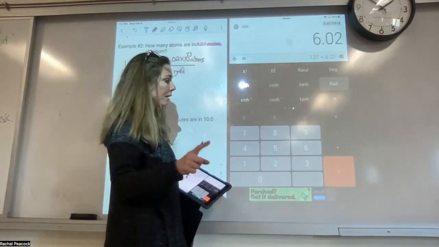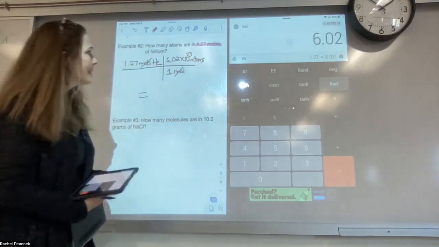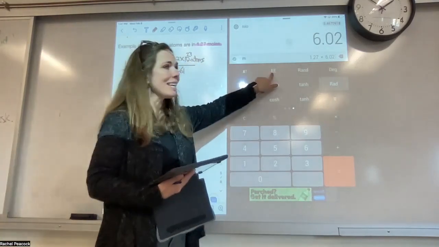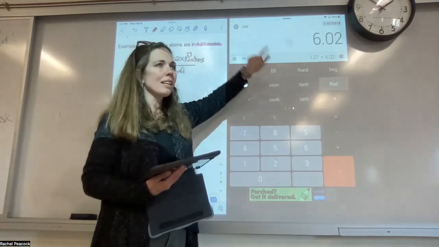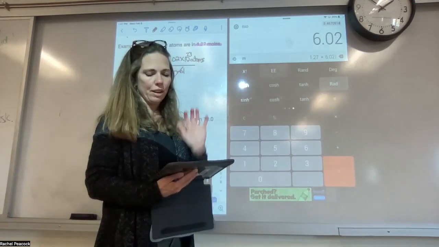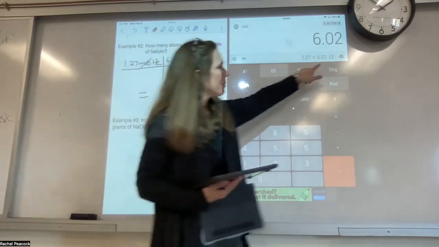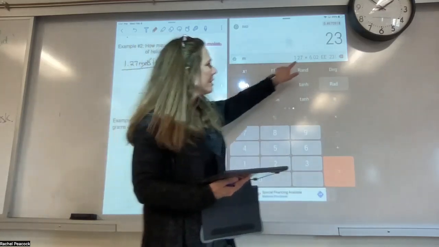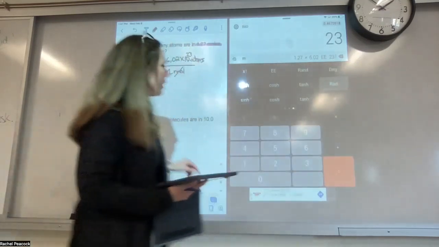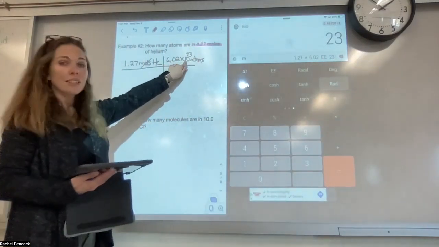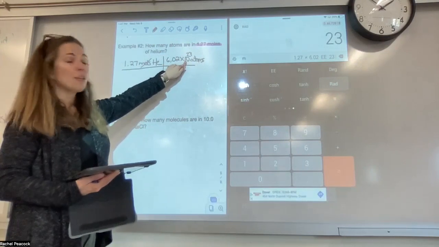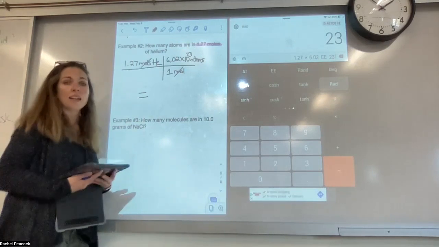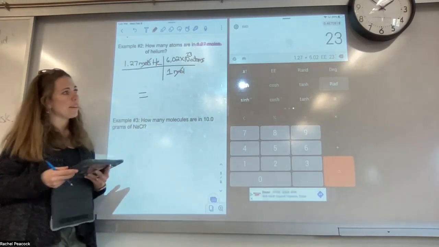6.02. Pay attention. I am not hitting times. Instead, I'm hitting EE. This button tells the calculator you want to do scientific notation. I hit EE, you'll see my EE down here. And then I'm going to type 23. So this is 6.02 EE 23. That EE takes care of the times 10. So you don't type times 10. You hit the EE or the EXP button, and that takes care of the times 10 for you.